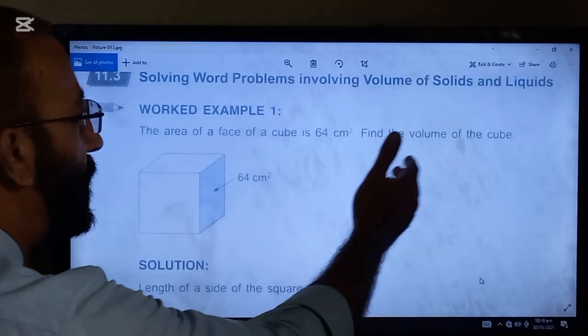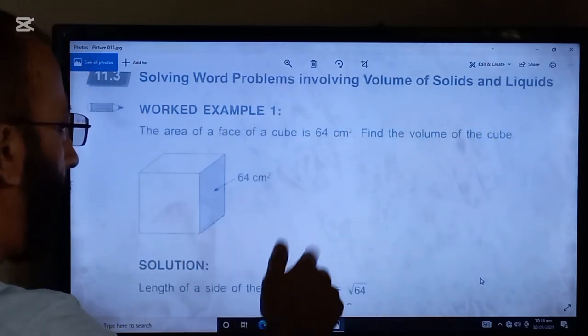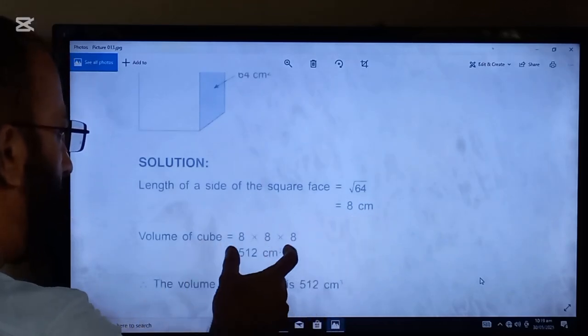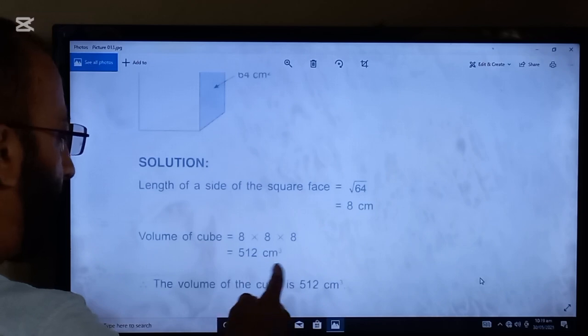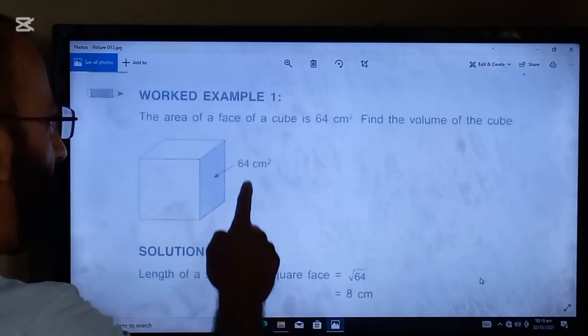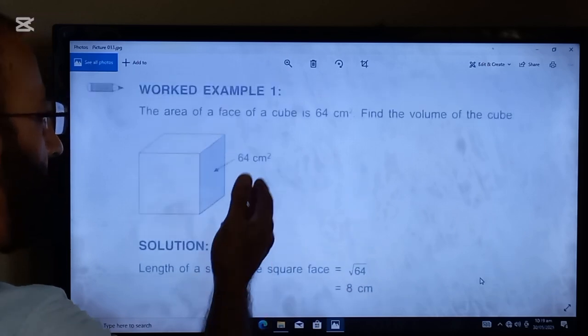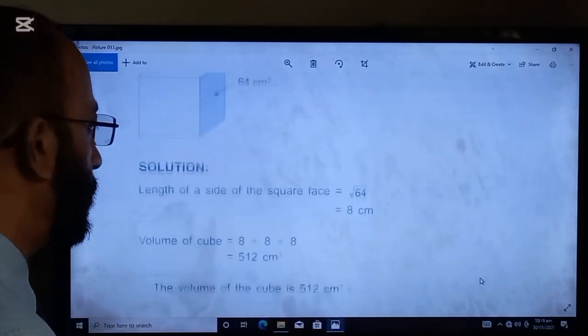And now the requirement is the volume of the cube. The volume of the cube formula is L cube. So here is the L now. The volume of the cube will be L cube. So 8 multiplied by 8 multiplied by 8. That will give you the answer. And unit will be centimeter cube because volume is in cubic unit. Area is in square unit. Lengths are in singular unit.